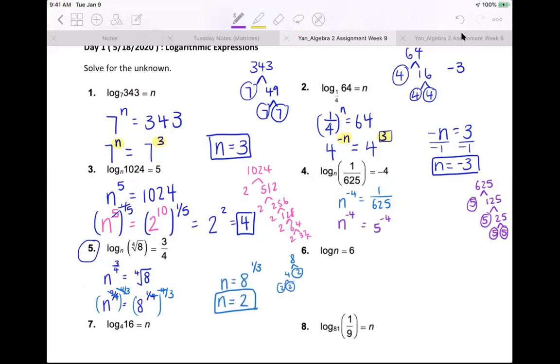Just based on how it looks right now, can you tell me what n is? You see how they both have exactly the same exponents? That means my base is exactly the same number, which is n equal to 5. That's your answer.